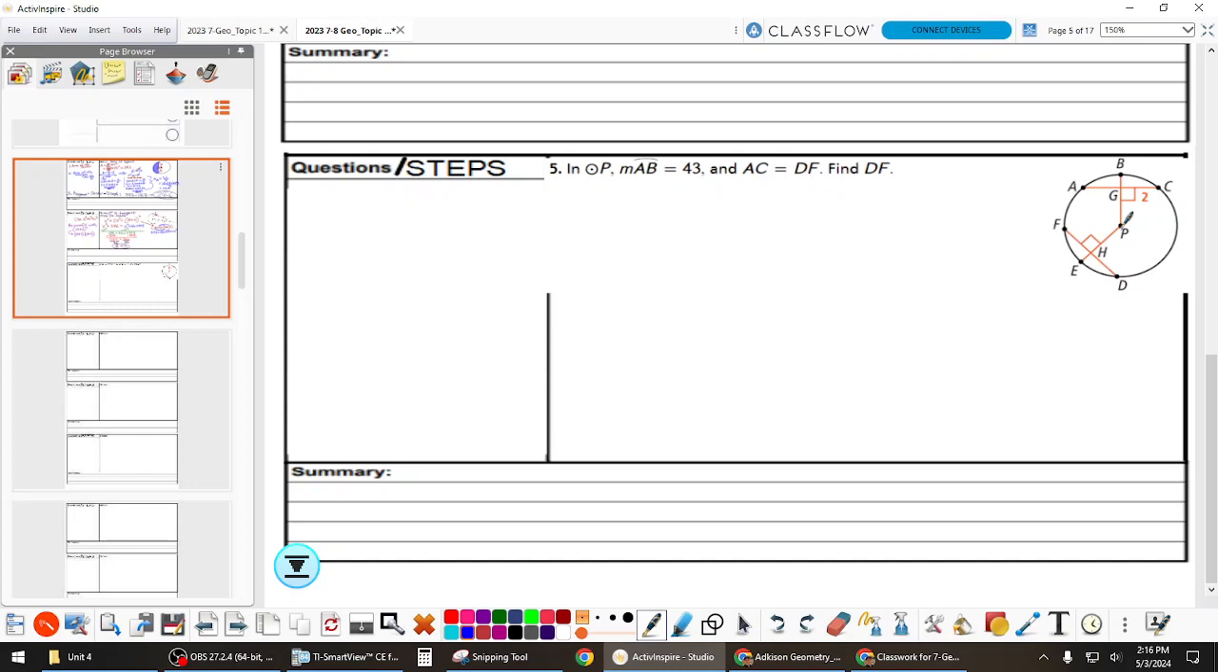So, guys, we're getting a question of how the measure of minor arc AB, that's what this piece means here, is 43. Remember, arc measure is an angle measure, not an arc length. And they're saying, well, why is it 43? Well, it's roughly 45, so it's pretty darn close to 45 degrees.